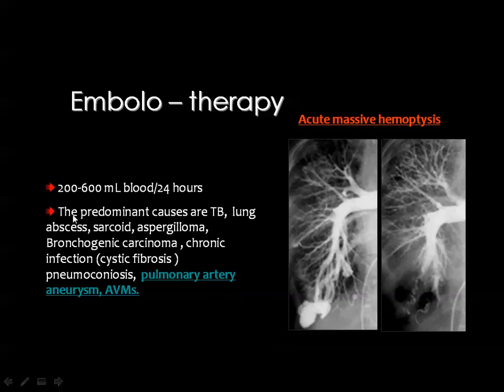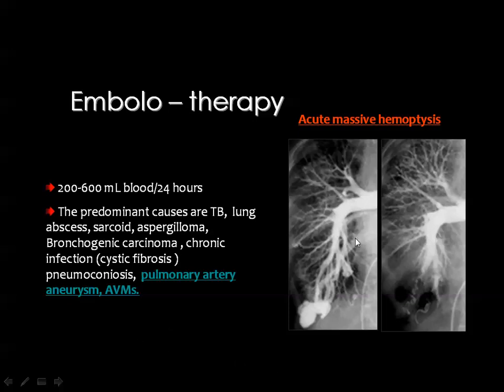And these are the causes, like TB, lung abscess, sarcoid, aspergilloma, bronchogenic carcinoma, chronic infection, cystic fibrosis, pneumoconiosis, and in these conditions, if there is an incidence of bleeding for one reason or another, then we may introduce our catheters to occlude the bleeder.